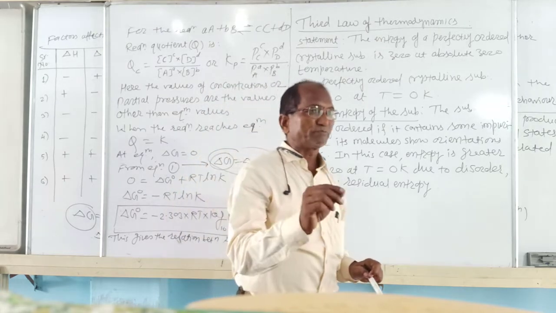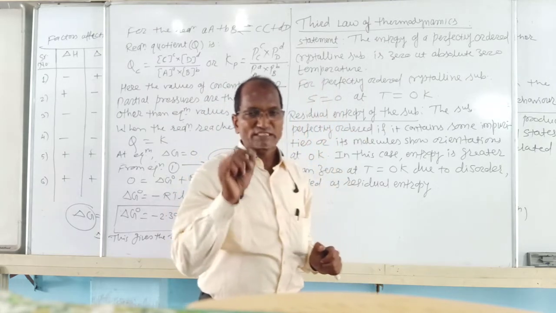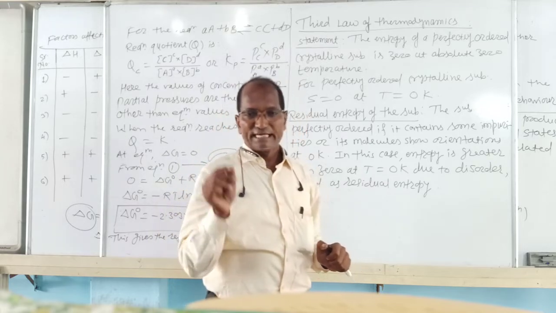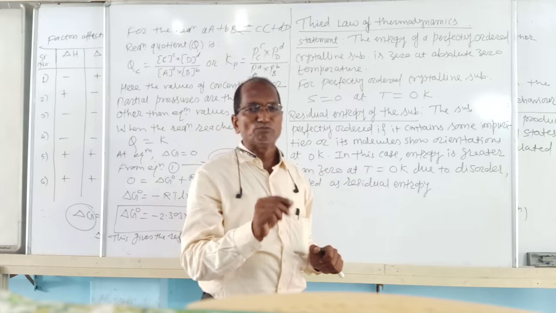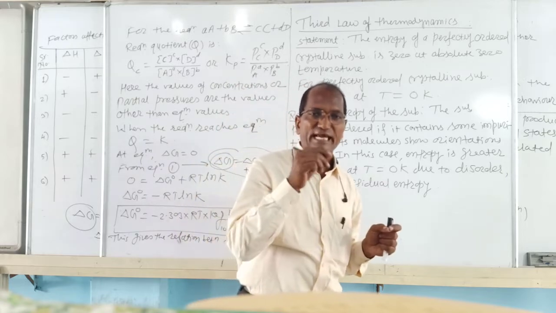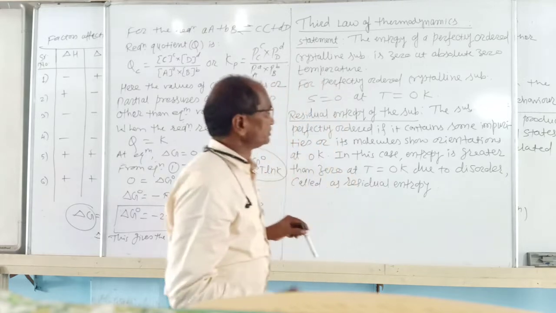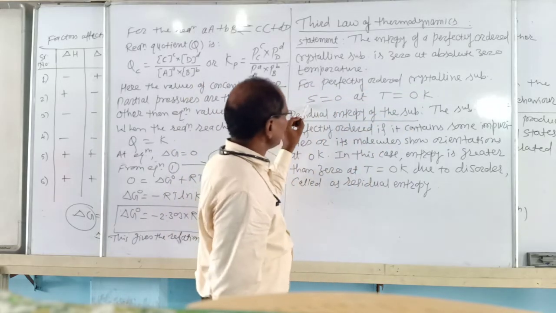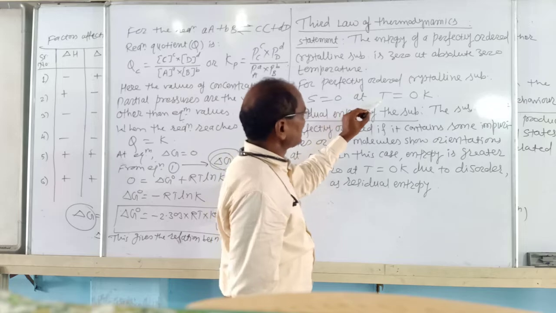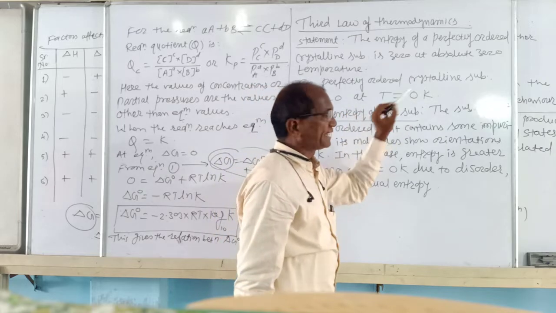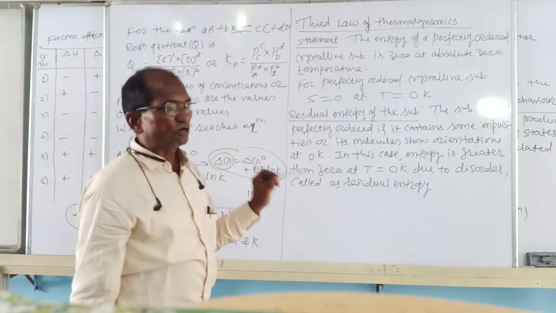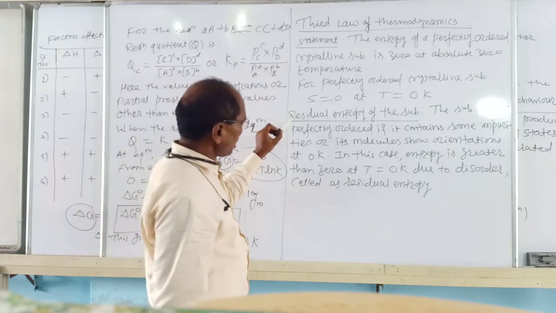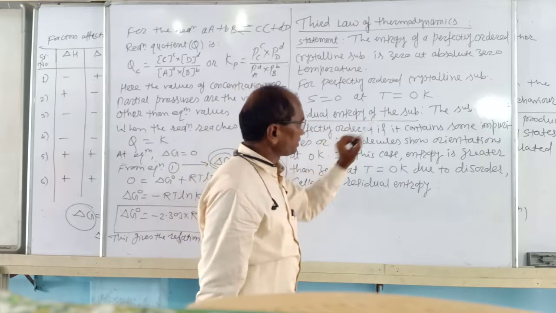Absolute 0 temperature means 0 Kelvin temperature. If the substance is a perfectly ordered crystalline substance, its molecules are not free to move from one place to another. Its entropy is 0 at absolute 0 temperature. For a perfectly ordered crystalline substance, S is equal to 0 at T equal to 0 Kelvin. This is the statement of the third law of thermodynamics. Then we see the statement of residual entropy of the substance.